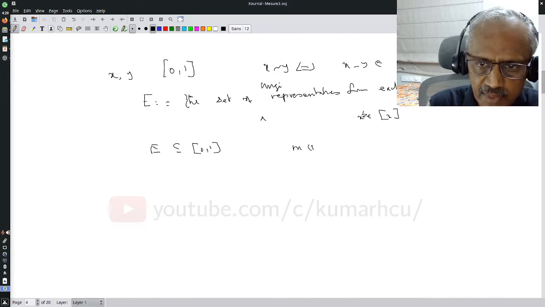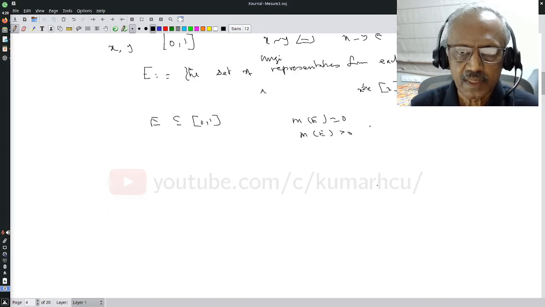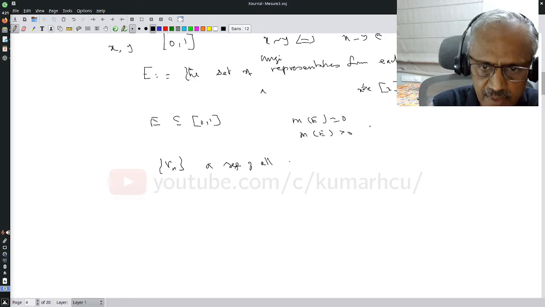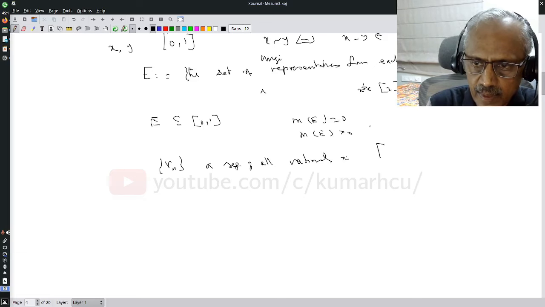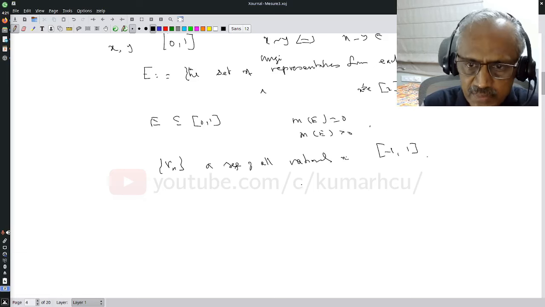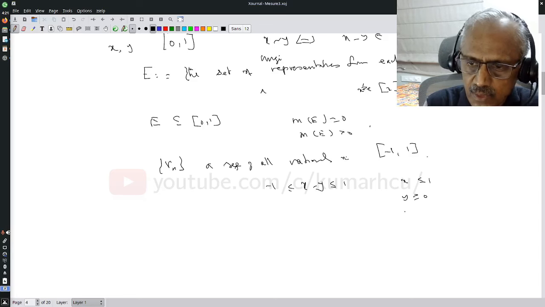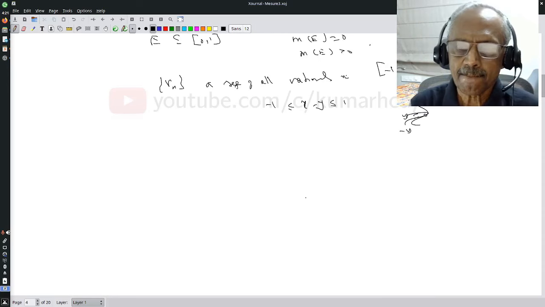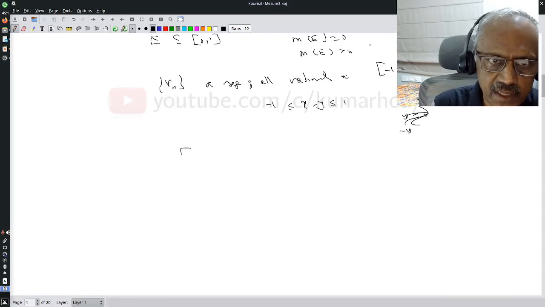Therefore, measure of E, what are the possibilities? Either 0 or it's positive. These are the only possibilities. Now what I am going to show is, suppose r_n is a sequence, an enumeration, of all rationals in minus 1 to plus 1. Because notice that if I take x minus y, this is less than or equal to 1 and greater than or equal to minus 1, because x is less than or equal to 1, y is greater than or equal to 0, therefore minus y is at least minus 1. So my x could be 0 and y could be 1. Therefore, these are the possibilities for x minus y. So let's take all these rationals.